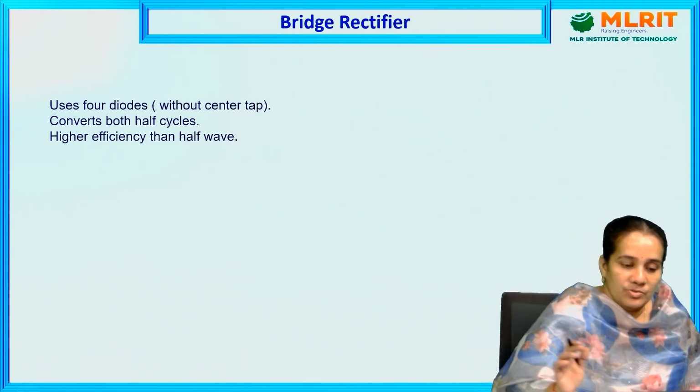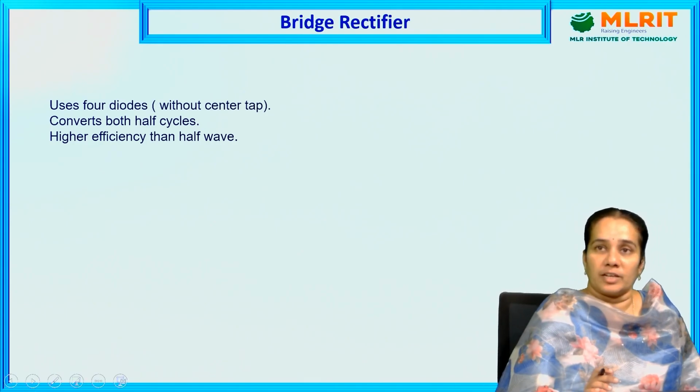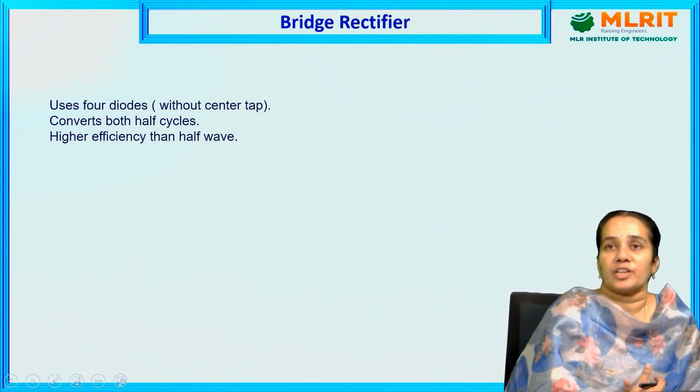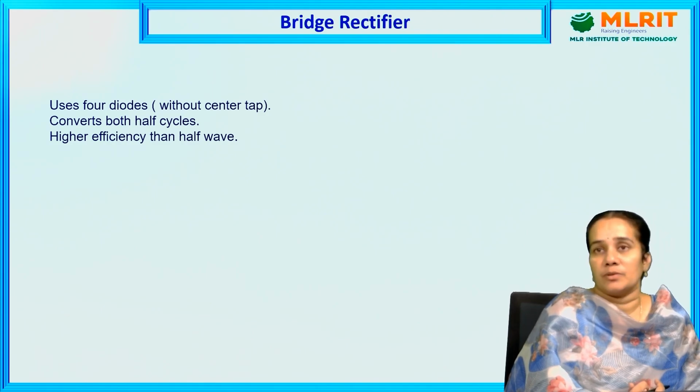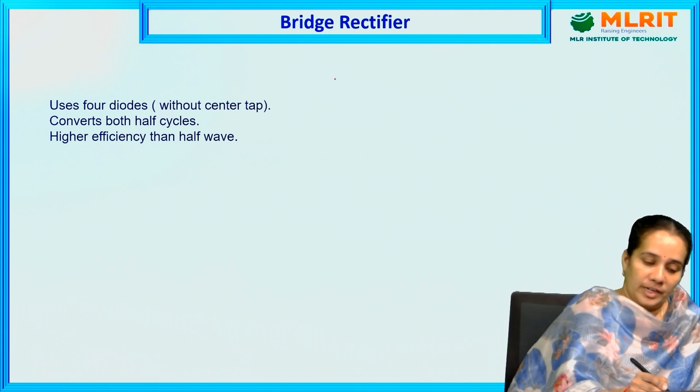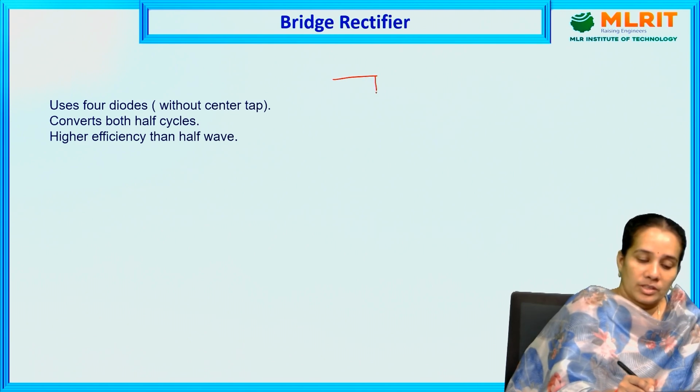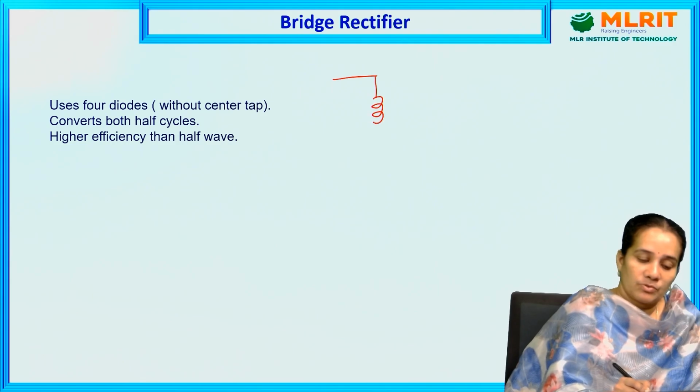And the last one in the rectifiers is the bridge rectifier. So here the bridge rectifier can be constructed by using 4 diodes, and here the transformer is not a center tap transformer. For the half wave rectifier we are using 1 diode, for the full wave rectifier we are using 2 diodes, and for the bridge rectifier we are using 4 diodes. Same as the half wave rectifier, here we are using the transformer. The same transformer will be used.